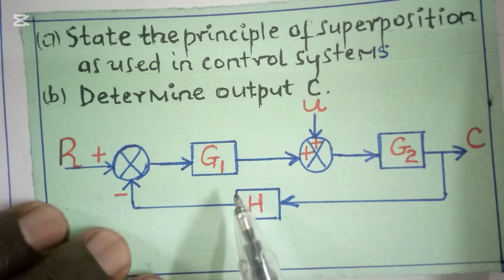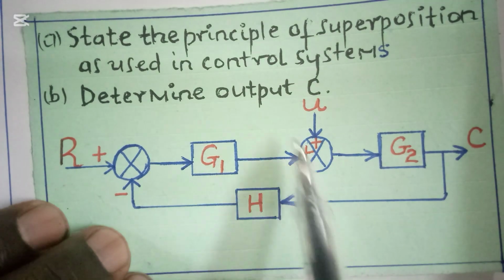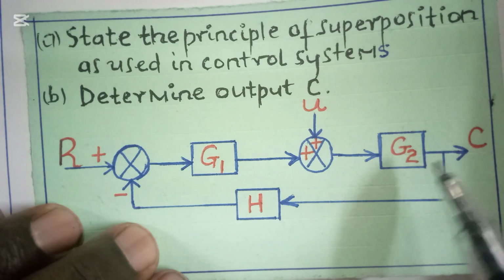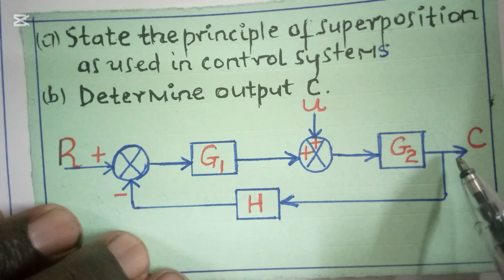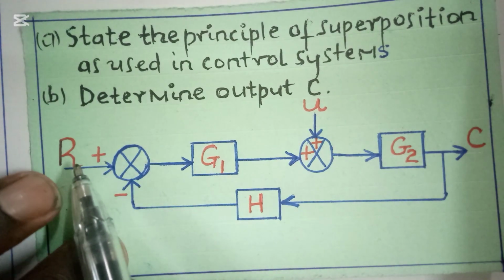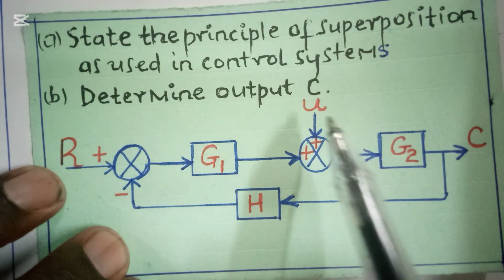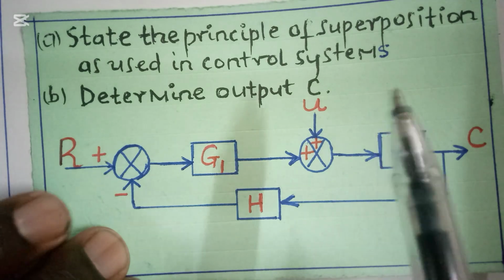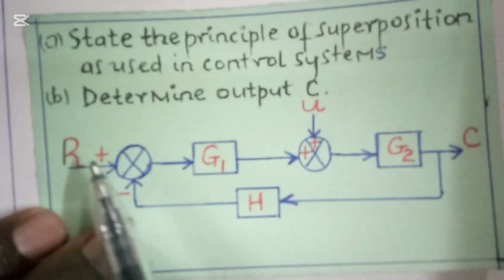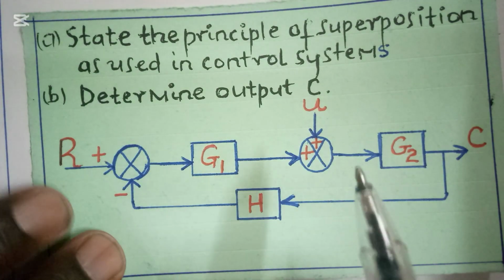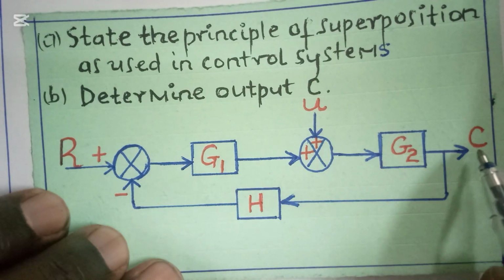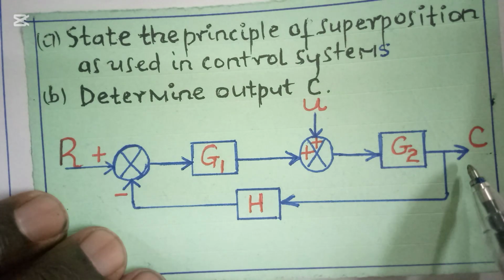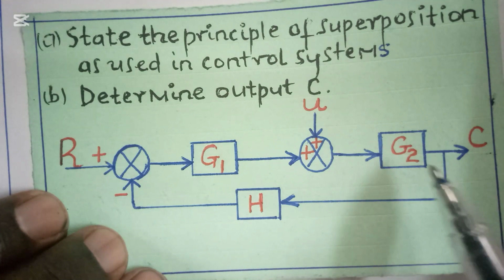So guys, for the principle of superposition, using this diagram, it is actually the summation or the sum of the output when we consider R and taking U as 0, plus when we consider U taking R as 0. The sum taken separately gives us the output, and that is what we call the principle of superposition.